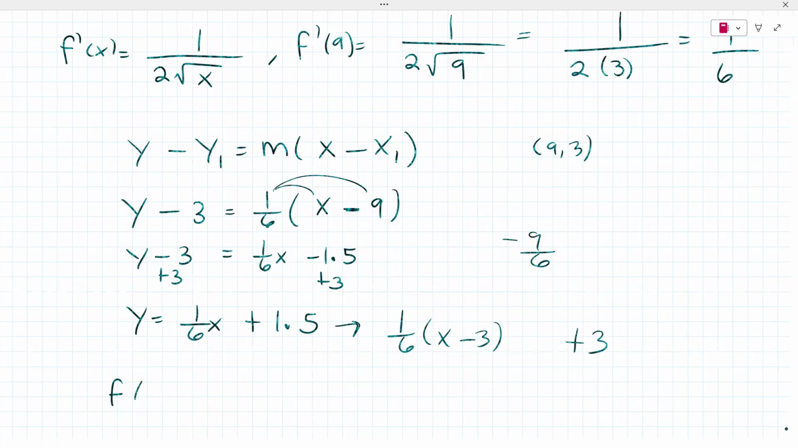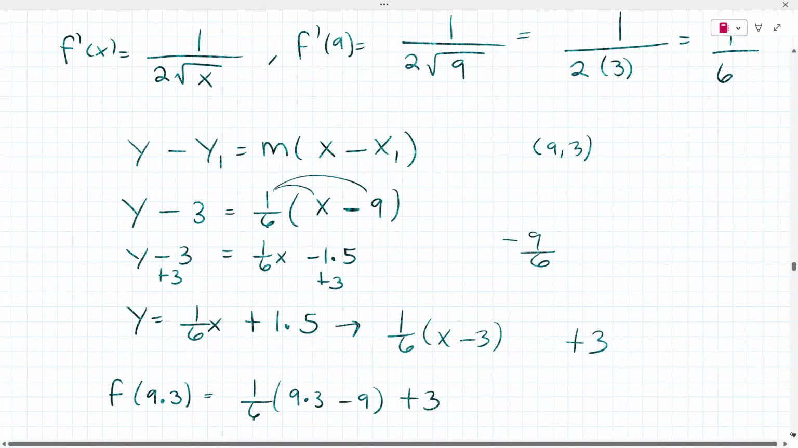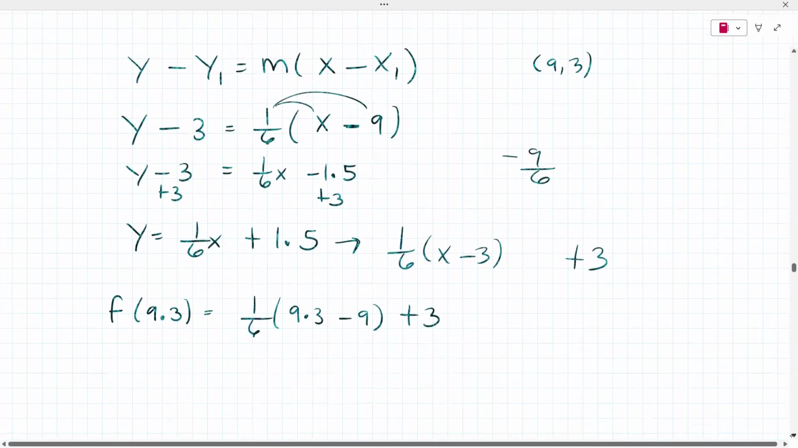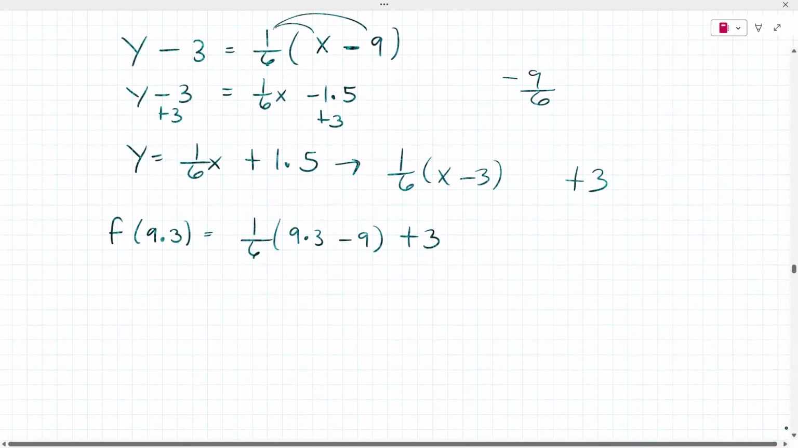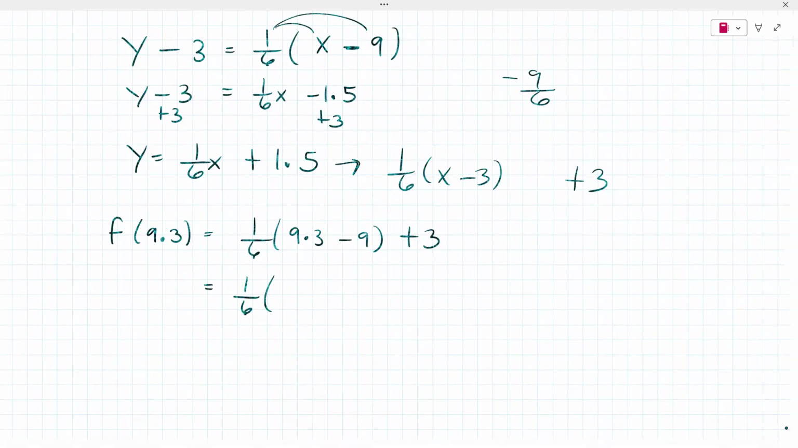So f of 9.3 is going to be 1/6 times, and then replace x with 9.3 minus 9, plus 3. And that gives you 1/6. And then 9.3 minus 9 is 0.3, plus 3, which is 3.05.